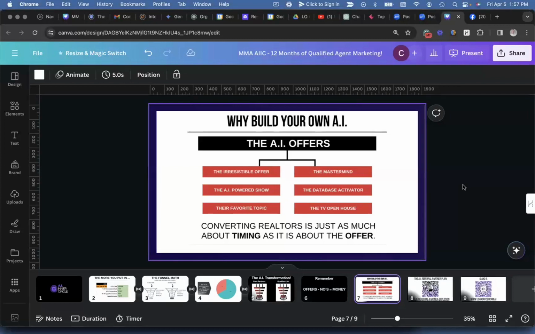So these are what the 6 offers are that are automatically pre-built. So there's an email every single week that goes out for an entire year, pre-built for you inside Loan Officer CRM.